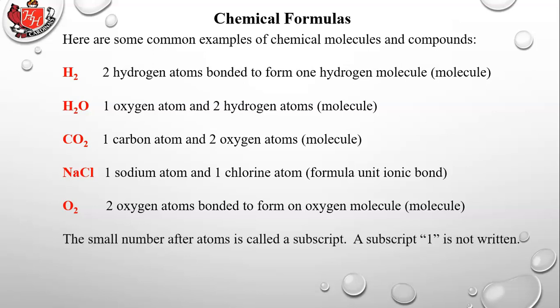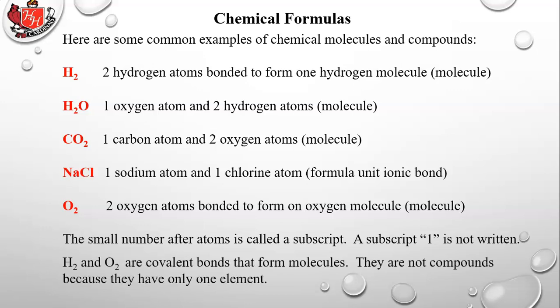And finally, O2 is a molecule, it's covalently bonded, but it is not a compound because it only has 1 element. The small number after atoms is called a subscript. So those little numbers up there are subscripts. A subscript of 1 is not written, as we just mentioned. H2 and O2 are covalent bonds that form molecules. They are not compounds because they have only one element.